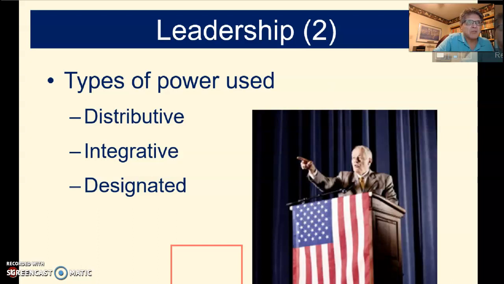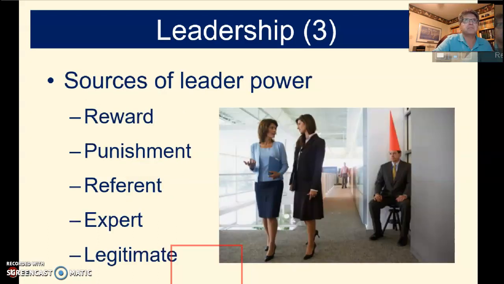We talk about the types of power. There's distributive power, which is the power of influence that a leader has over the group. There's integrative power, power of interdependency that is within the group. And then there is designated power, like that earlier. Designated power is given to a certain person by the group itself to be the leader, let's say.